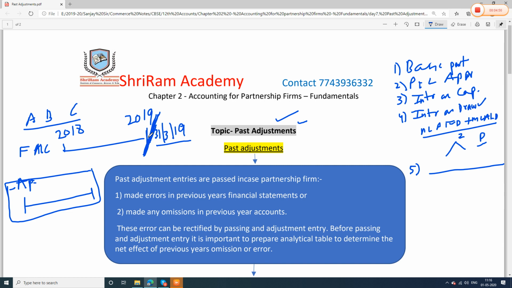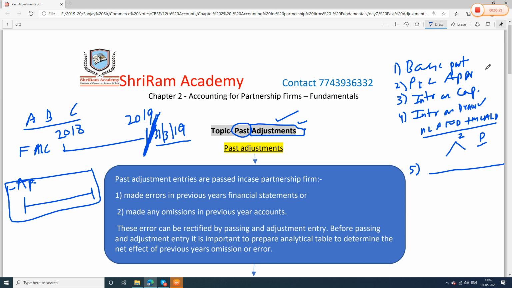So what will they do? In the next year they will make some adjustments. So this word is here, adjustments. But which adjustments will they make? They will make past adjustments. So what are past adjustments? When you make adjustments of a past period, historical final accounts, that is called past adjustments. Now I hope you understood what we are going to study.